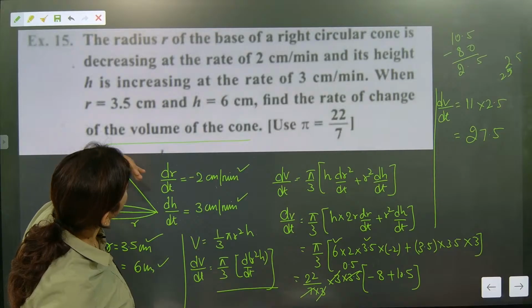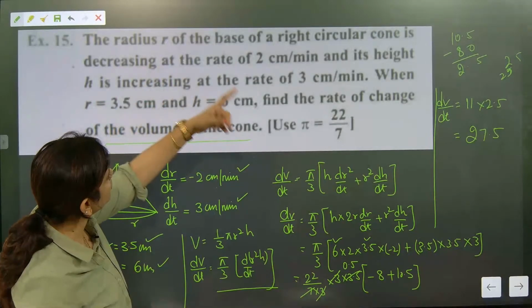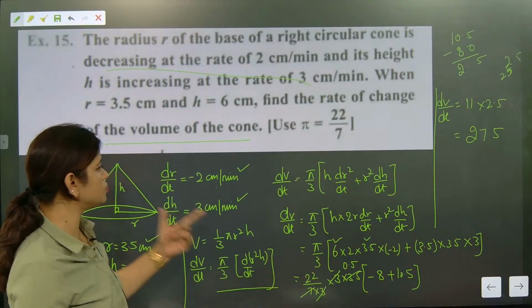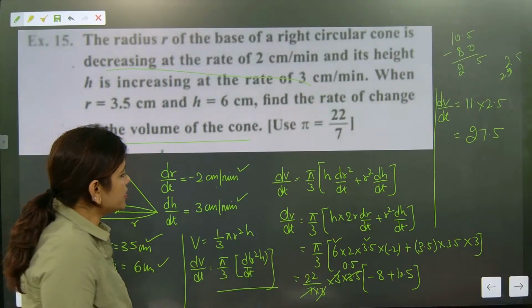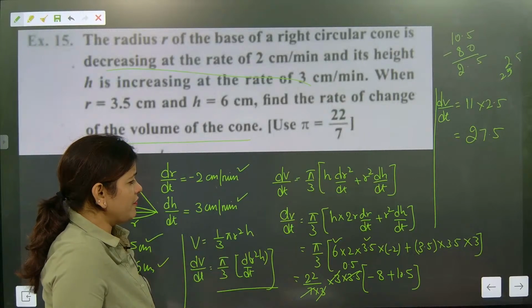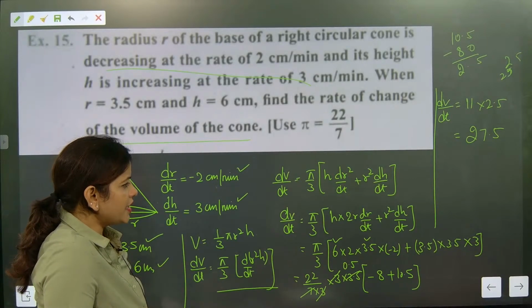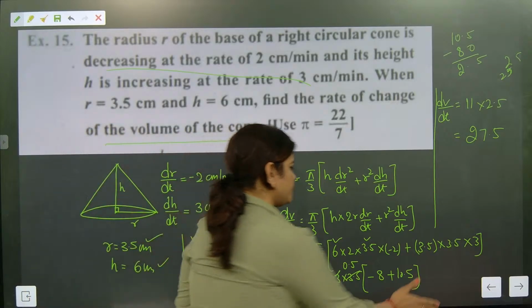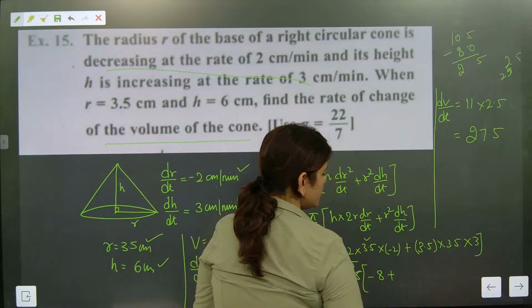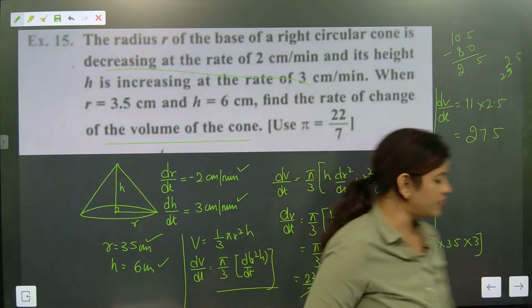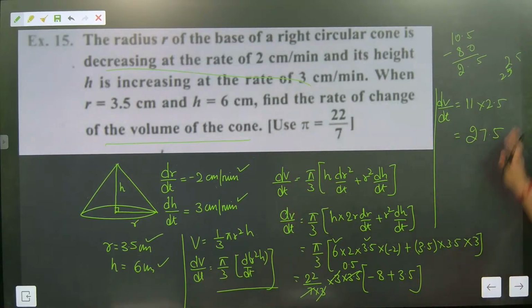Okay, the radius of the base of the right circular cone is decreasing by -2, so I'll put -2 there. After that, this section has increased, so I wrote that part. 3.5 I have taken out and 3 I have taken out. Then only I did. So if I'm taking out 3, here it will become 3.5. Done. So I have taken out 3, which means -8.